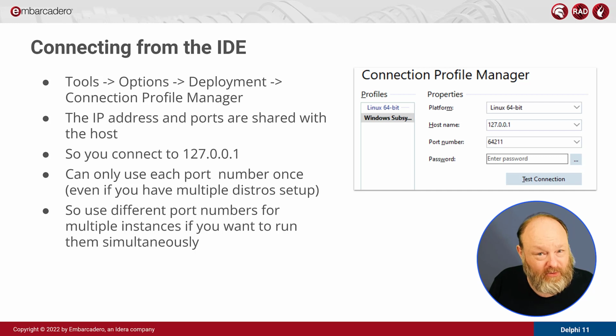You are using port or IP address 127.0.0.1. You're using all the same ports. So if you want to have multiple WSL instances running and connect to multiple ones at the same time, then you'll want to assign different port numbers for your server or whatever else you might be using a port for. So just be aware of that.